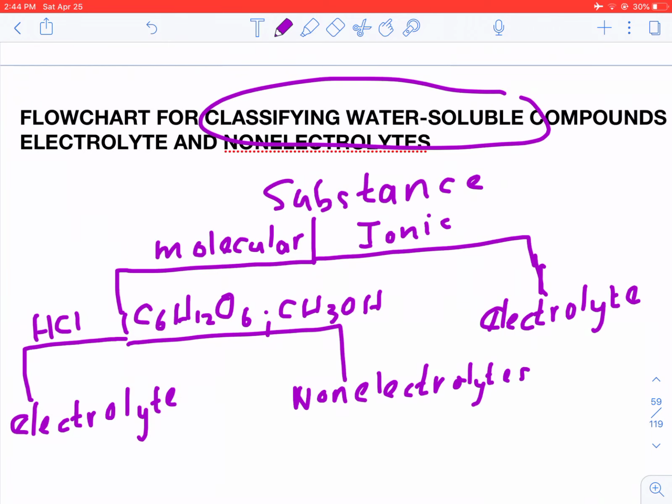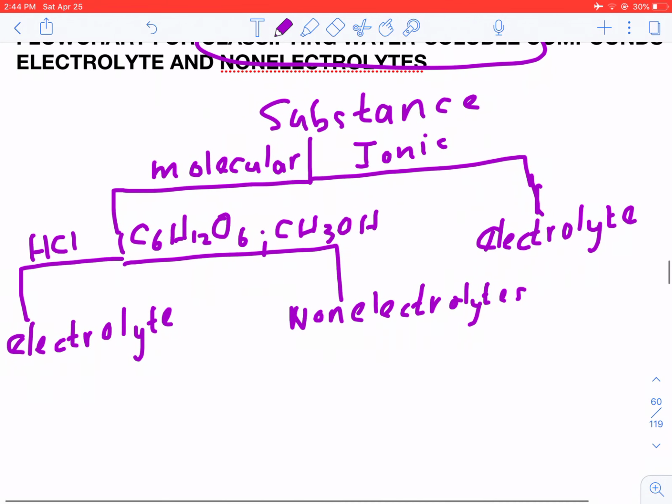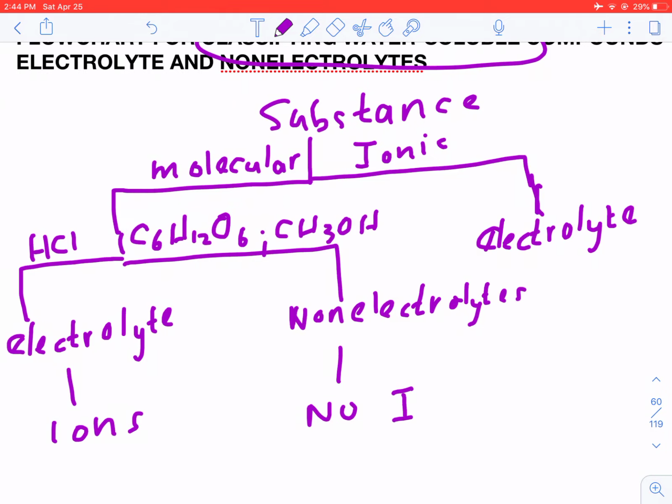Right, and here since it is dissolved in water, HCl is an electrolyte, so we know there are ions involved. Here there are no ions involved. And here we know there are ions involved. So whenever there are ions in solution, that gives us an indication that the solution will conduct.